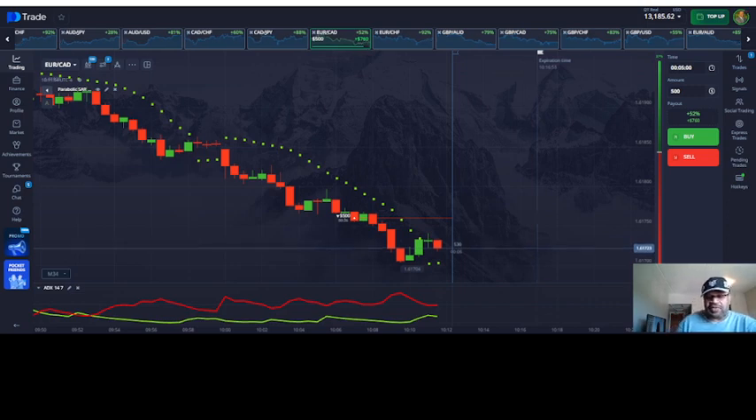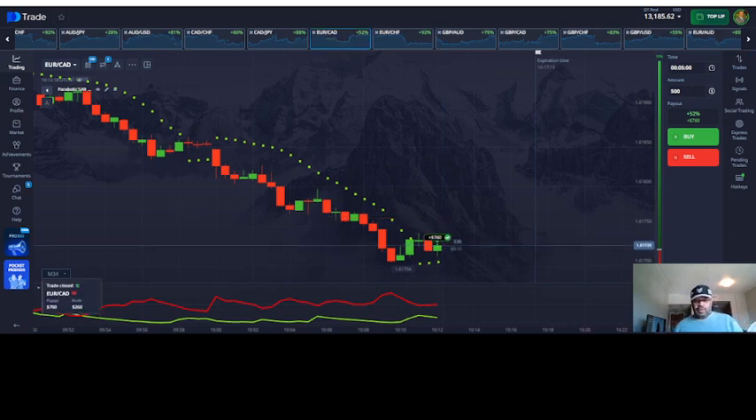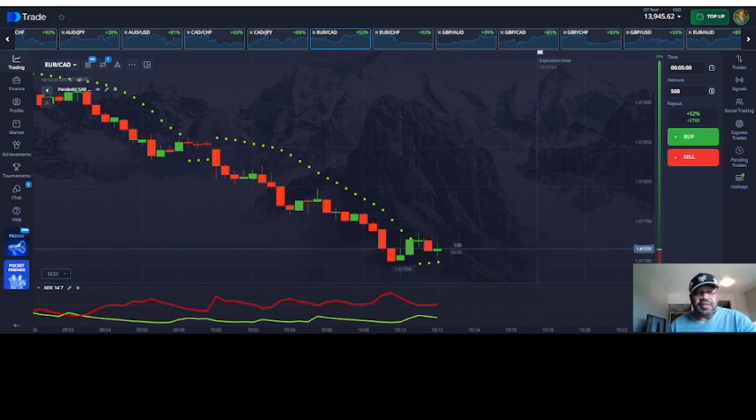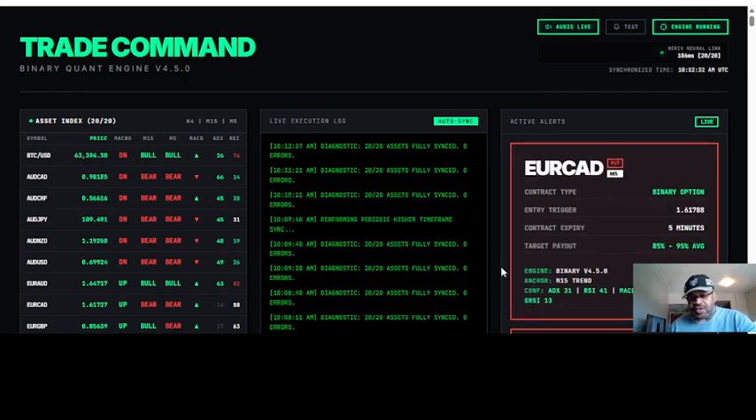Okay, so there's about 30 seconds left in this Euro Canadian dollar short. This trade is about to expire here, so let's wait for the expiry of this trade. Okay, so that trade was also in the money here. This is the signal again, just to recap here, the Euro Canadian dollar short, the Binary Quant Engine recommended.